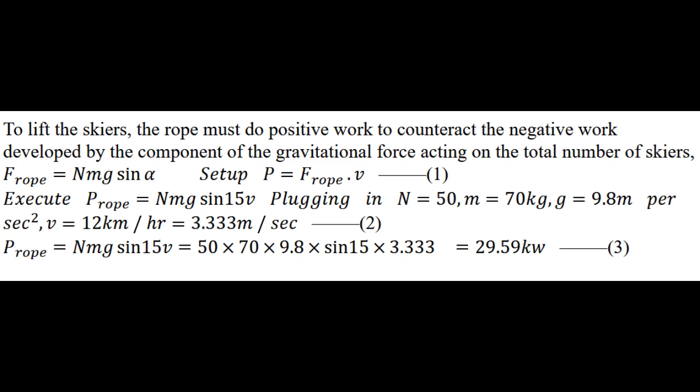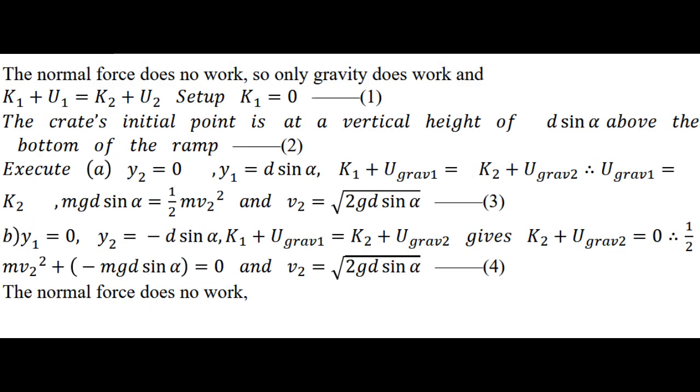Problem 10. A crate of mass m starts from rest at the top of a frictionless ramp, inclined at an angle alpha above the horizontal. Find its speed at the bottom of the ramp, a distance d from where it started. Do this in two ways. Take the level at which the potential energy is 0 to be a, at the bottom of the ramp with y positive upward, and b, at the top of the ramp with y positive upward. C. Why didn't the normal force enter into your solution?